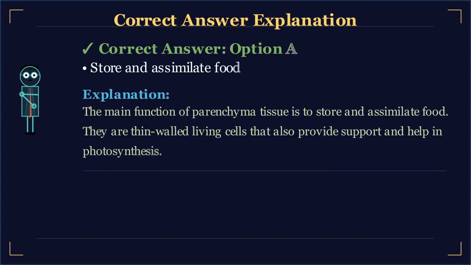Here's the explanation for the correct answer. The main function of parenchyma tissue is to store and assimilate food. They are thin-walled living cells that also provide support and help in photosynthesis.